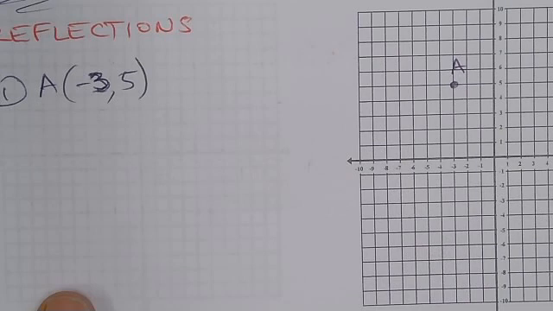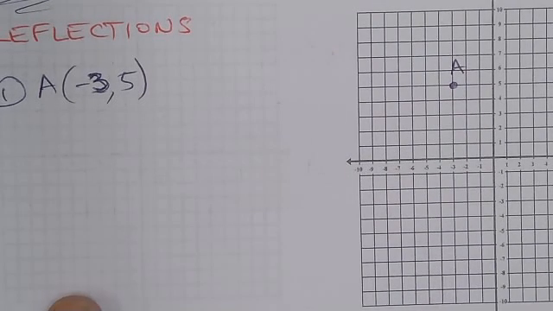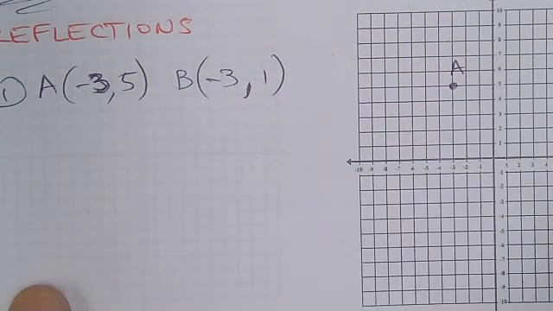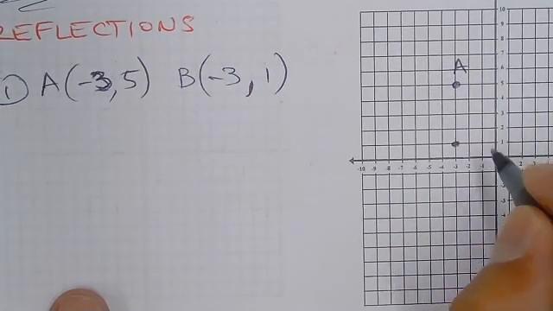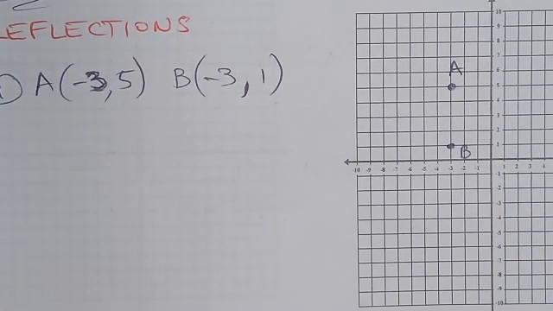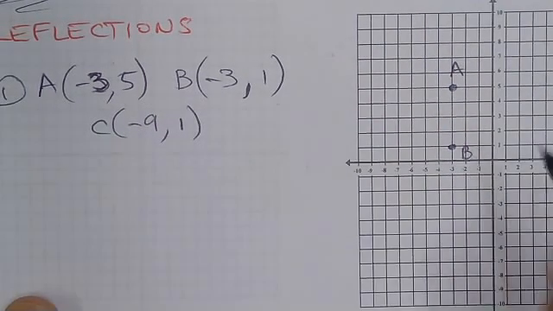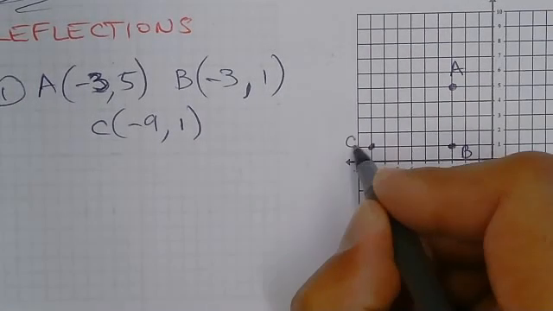Go ahead and plot, let me think, let me go with -3, 1. That's point B, -3, 1. And the last point's going to be -9, 1. So plot the point, label it.